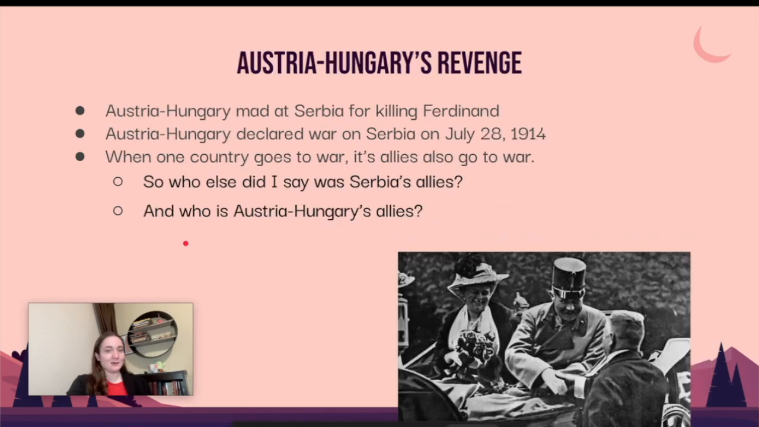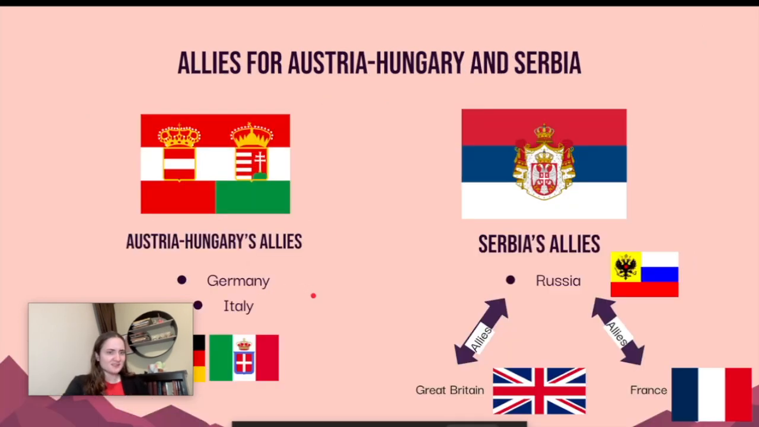blank, killing them. As you could probably imagine, Austria-Hungary is super mad at Serbia for killing Ferdinand. Austria-Hungary declares war on Serbia on July 28th, 1914. And here's the catch. When one country goes to war, its allies also go to war. So who else were Serbia's allies? And who were Austria-Hungary's allies?